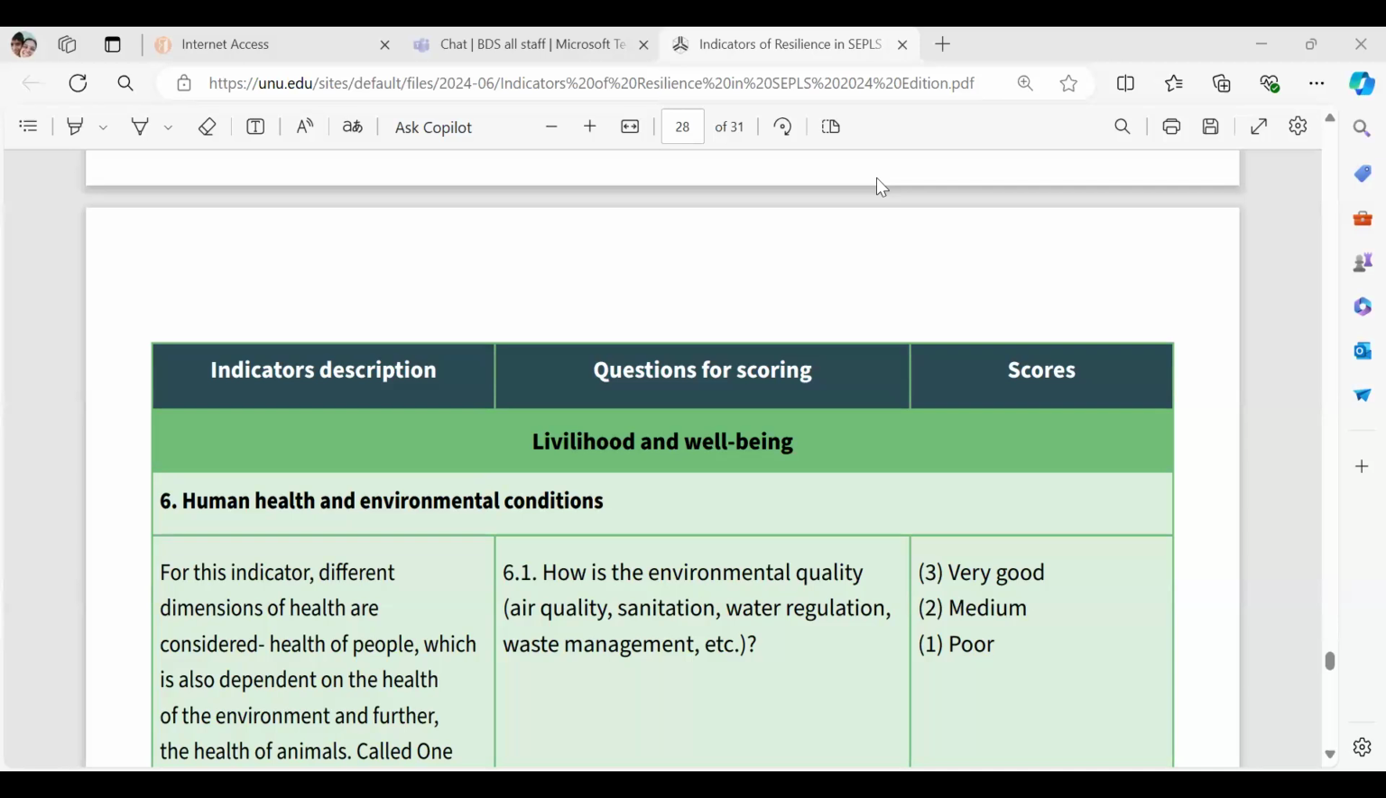So we use the score as the baseline data to compare, when we ask the same question again, whether the score is moving up or moving down. Why is it moving up? What kind of result, impact, or output of the program? And when it's moving down, why is it moving down? What kind of problem, like climate change, or production in the landscape?